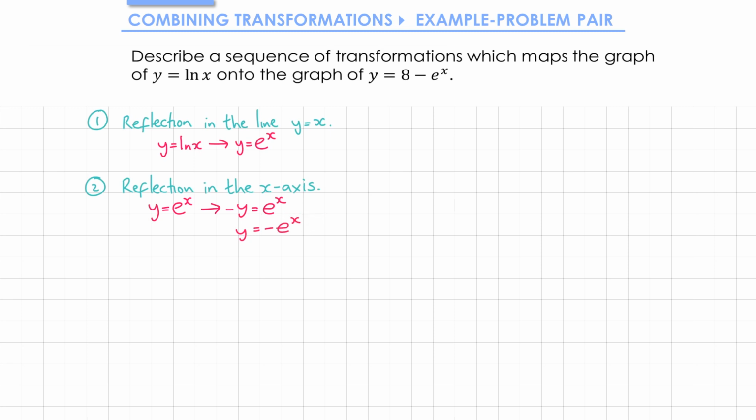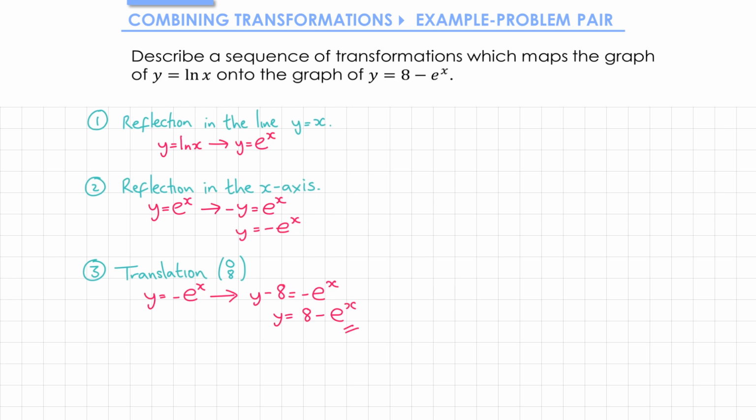Finally, we need a positive 8 on the right hand side, so we'll translate by the vector 0, 8. That tells us to replace y by y minus 8. Adding 8 to both sides gives us y equals 8 minus e to the x. So that's one possible way of doing this question.